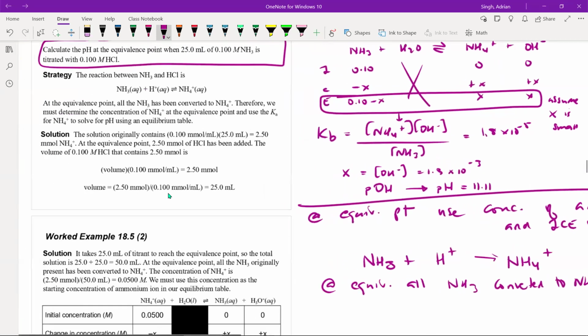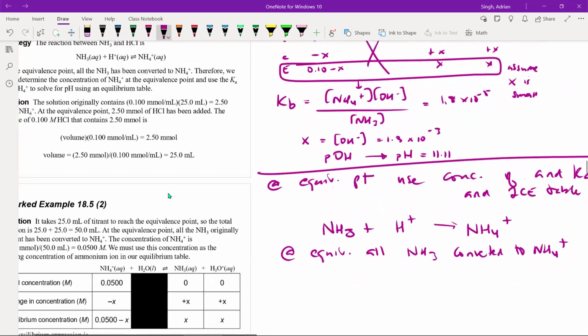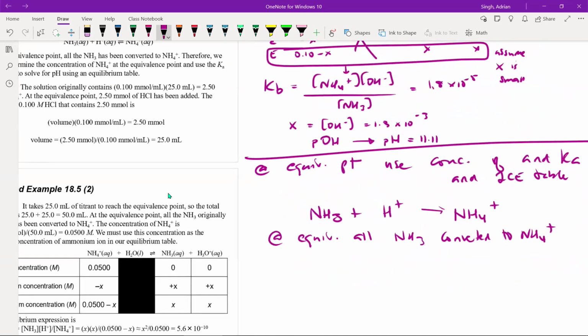So what we need to do is determine the concentration of the NH4 plus at the equivalence point, and then use the Ka for NH4 plus to solve for the pH, right? So we need to determine the concentration of NH4 plus, then use the Ka for that ammonium ion as well to solve for the pH.